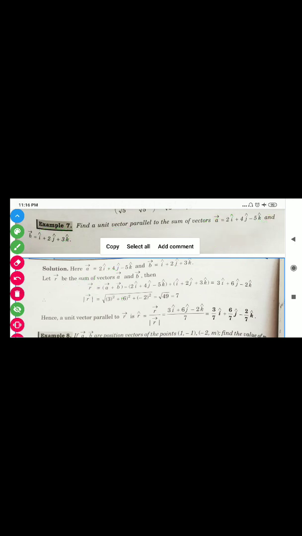So adding this, 2i plus i, we get 3i, and 4j plus 2j, we get 6j, minus 5k plus 3k, we get minus 2k. And its magnitude will be square root of 3 squared plus 6 squared plus (minus 2) squared. By taking the square root, we get 7. Now, the unit vector parallel to the r vector will be the r vector over the magnitude of the r vector. So in this way, this is your required result.